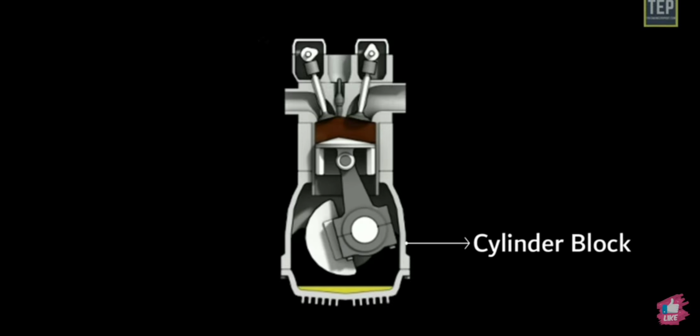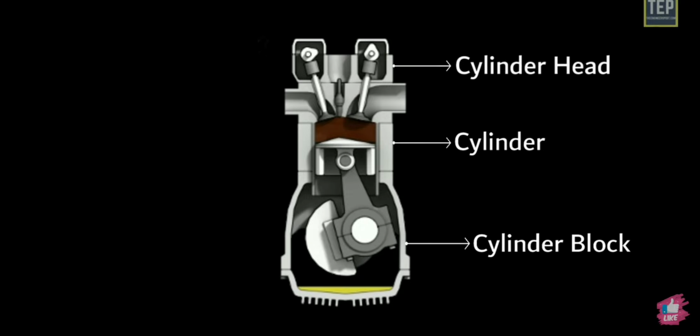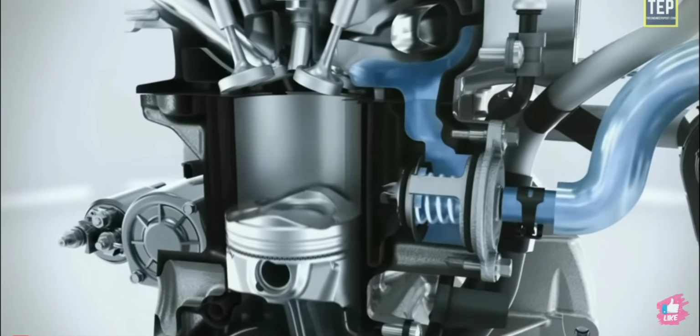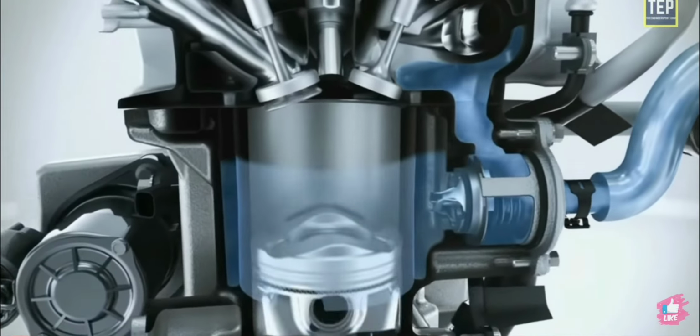Cylinder block. It is the structure which contains the cylinders and other components. Cylinder. It's a chamber where fuel is combusted and power is generated. Cylinder head. It sits above the cylinders and forms the roof of the combustion chamber. Piston is a moving part of the combustion chamber. It is responsible for converting the energy released during the combustion process into mechanical work.